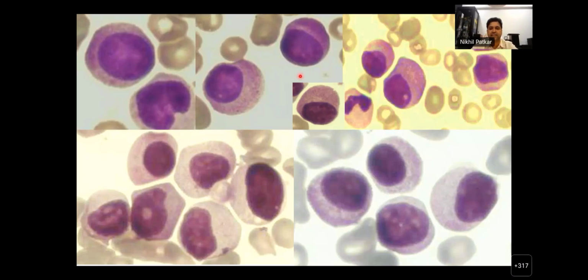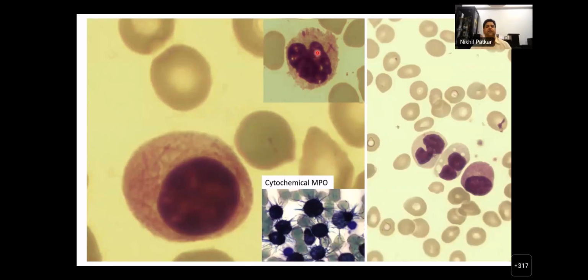Now, if you see the next particular case here, you can see that these cells, especially this cell, has this. Now, what is this? Auer rods. 1 Auer rod, 2 Auer rod, 3 Auer rod. Multiple Auer rods. Is there a specific terminology that we use? Faggot. These are faggot cells.